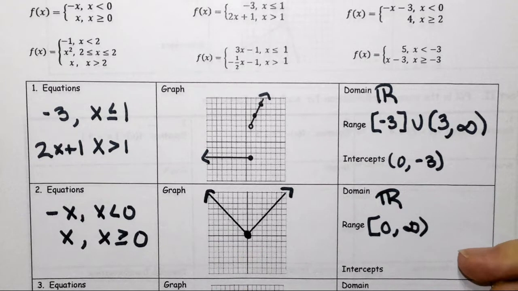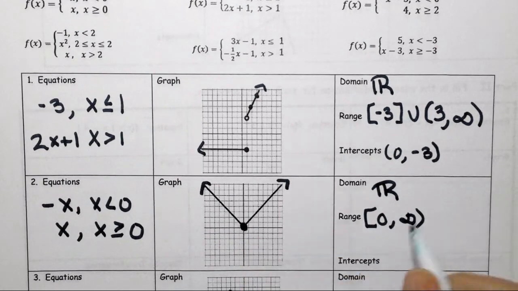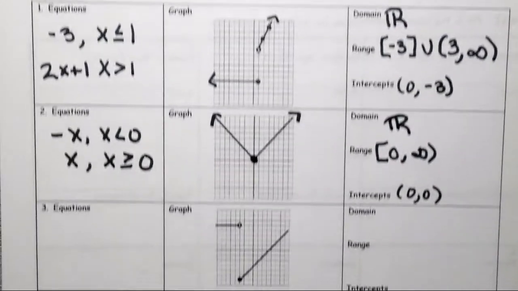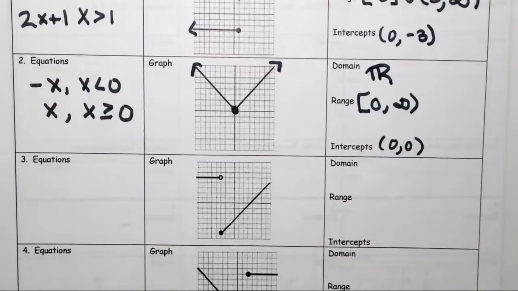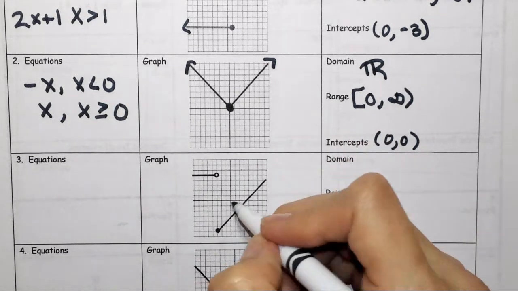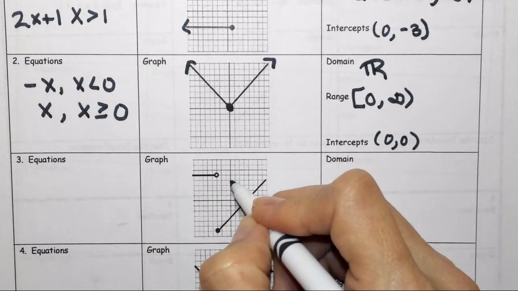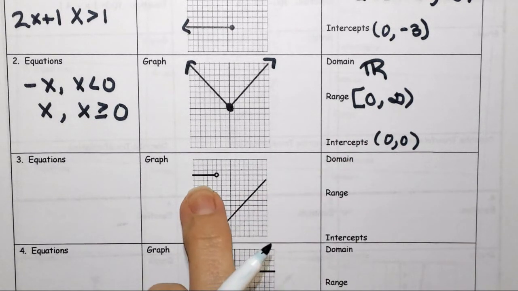I want anywhere it touches the x or the y, it touches them both at 0, 0. Okay, graph 3. So on graph 3, I have another horizontal line. It's at 1, 2, 3, 4, 5. So I have a horizontal line at 5.